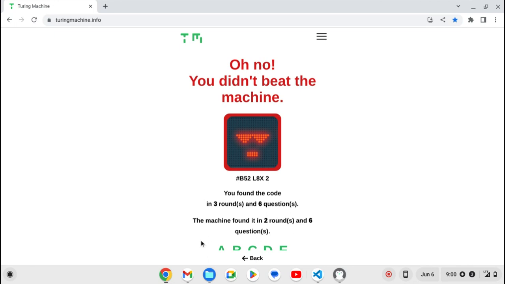Well, this was still an enjoyable puzzle. I think even though we didn't beat the Turing Machine, it's going to happen. Sometimes it's just not going to be in the cards. But I think we still had some interesting moments in gameplay, some revelations. Hopefully you enjoyed it. I sure did. And until next time, have a great one.